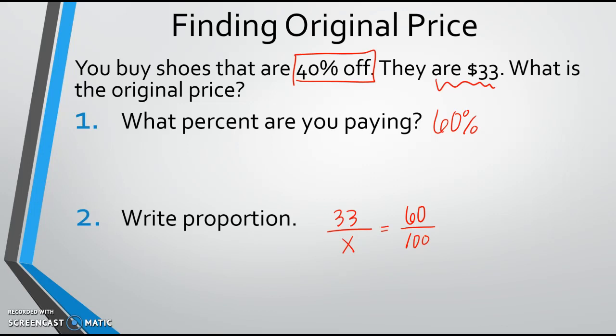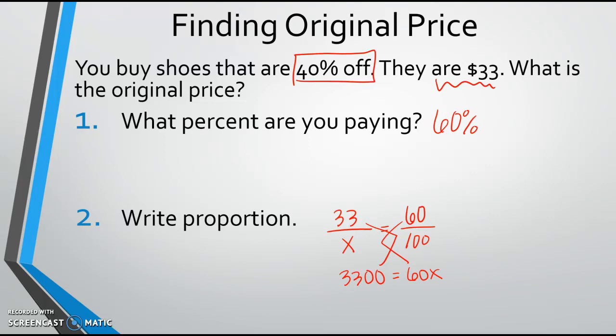So then from here, you're going to solve using cross products like we've been doing when we solve our proportions. So we've got 33 multiplied by 100, which gives us 3,300. And 60 times x gives us 60x. Make sure you're writing all of this down in your notebook. Feel free to pause anything you need to get caught up. I would write down the original problems. I think that would help you when you go back to study.